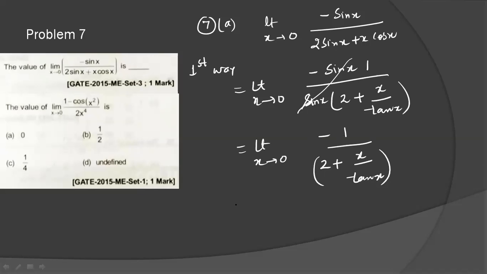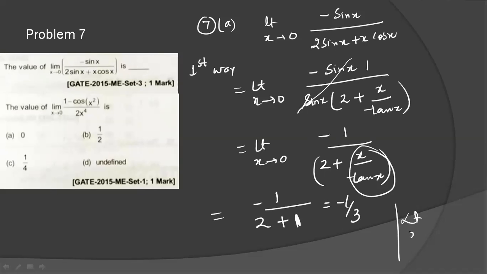Now you can apply the limit, then it will be minus 1 upon 2 plus the limit of x upon tan x as x tends to 0. I told you this is 1, so it will give you minus 1 upon 3. I told you in lecture 15 that limit x tending to 0 of x upon tan x is 1. We have a second way also to solve this problem.